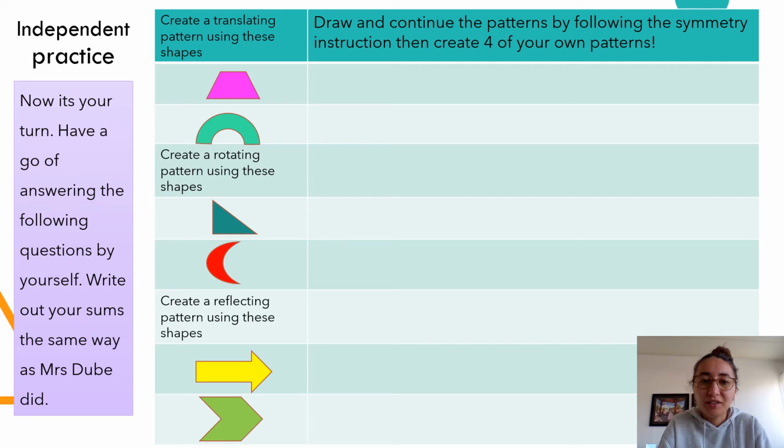Here, I've got a shape there ready for you. So the first 2 shapes are just for translating. So you're creating a pattern and translating these shapes. The next one is a rotating pattern using the triangle and the moon crescent shape. Then the last one is you're creating a reflecting pattern using the 2 different arrow shapes. Please make sure that you just do the translating, rotating, and reflecting shapes for these.